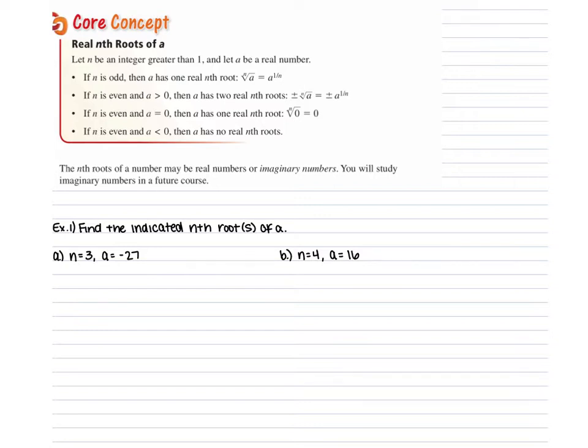If n is even, then your a has to be greater than 0. So if your n, your index, is an odd number, then you can have a negative underneath that radical sign. However, if it's an even number, you have to have a positive underneath the radical sign. If you don't, then it's no solution. The nth root of 0 is always 0. The nth root of 1 is always 1. You have to be careful, though, because if you have a negative 1 underneath that radical, if the index is even, it's going to be a positive 1. If the index is odd, then it's going to be a negative 1.